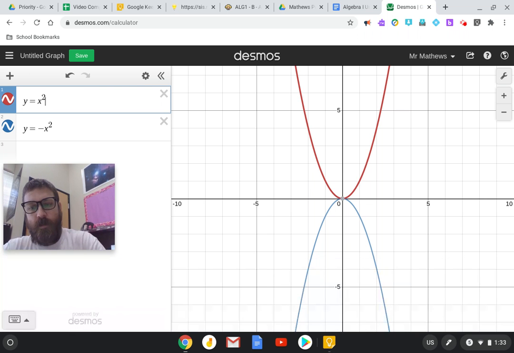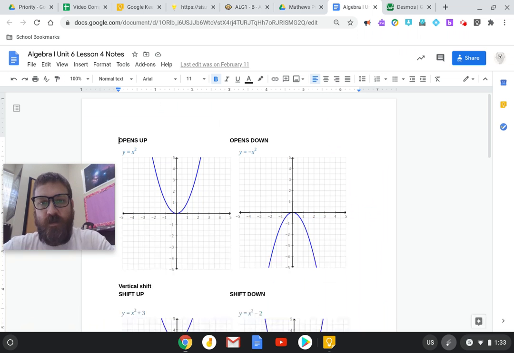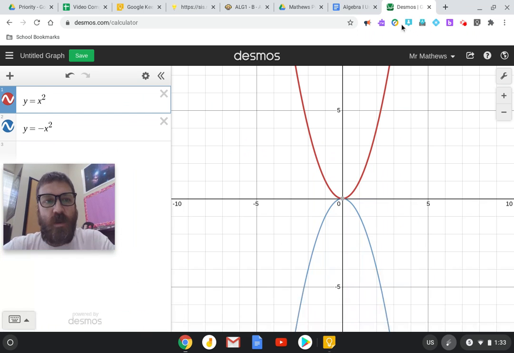Let me close this. There we go. Now you can see we've got y equals x squared, y equals negative x squared. Putting a negative in front of my function means that the entire graph is reflected downward along the x-axis. It's as if there's a mirror along the x-axis and the graph's been reflected down there. That's what you see here, it opens down. So that's a reflection. That's the first type of transformation, shown in blue here.